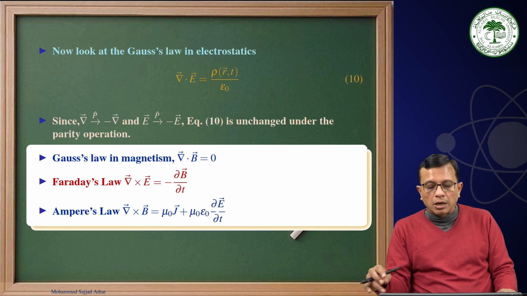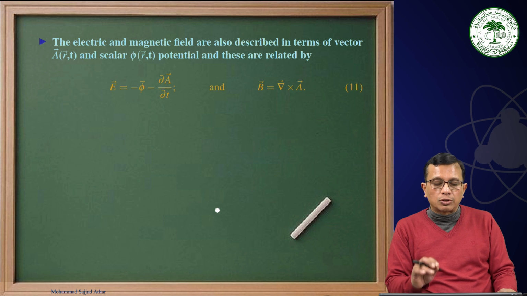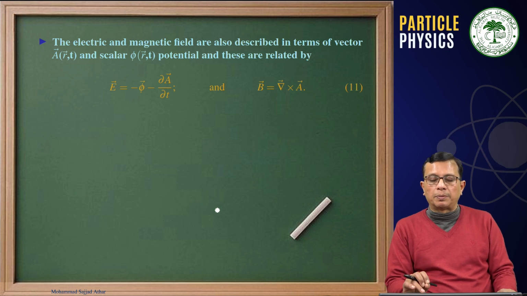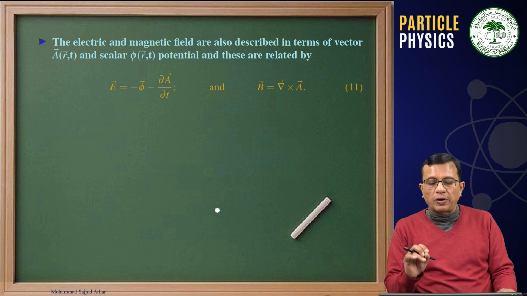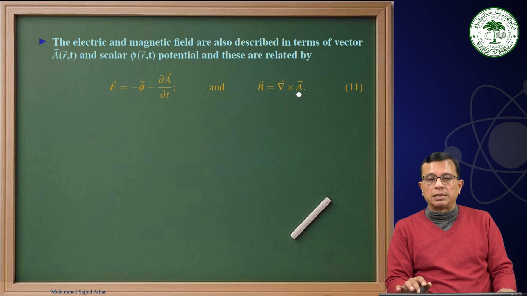Now, the alternative way of writing electric field and magnetic field is in terms of the scalar and vector potentials. And we can see how this phi and A transform under parity operation. Recall, B is del cross A. B is not changing sign. Del is changing sign, and therefore A has to change sign. Therefore, A changes to minus A under parity operation.